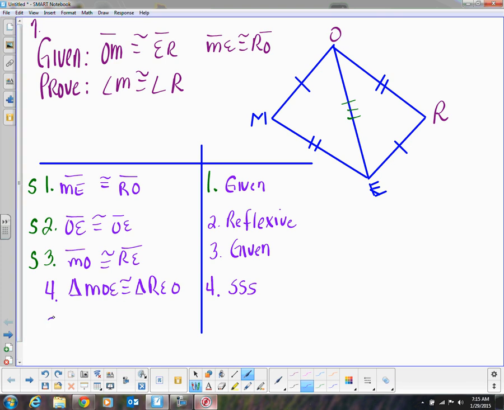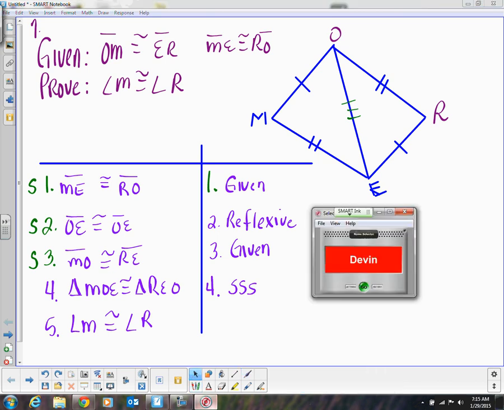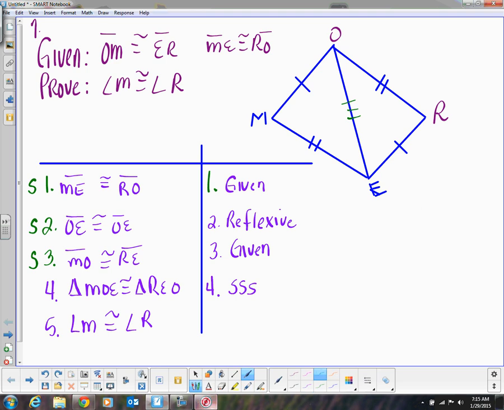All right, now we're ready for this last statement. Angle M is congruent to angle R. And in order to do that, I need to know that reason, and that reason goes to Sydney. Corresponding parts of congruent triangles are congruent. All right, yes. 7.